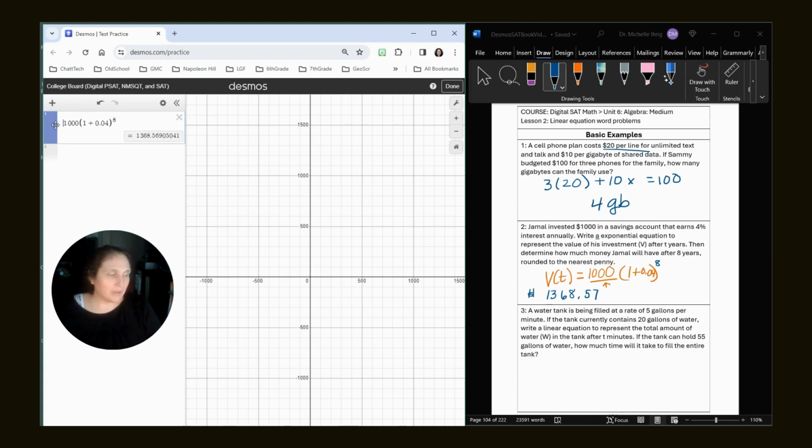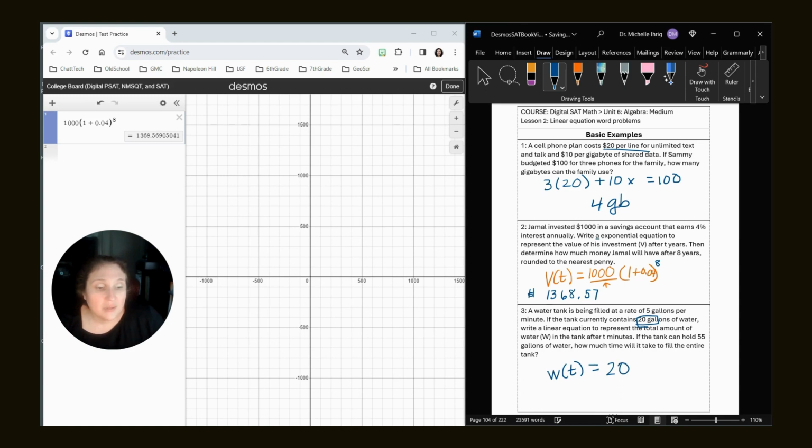All right, number 3. A water tank is being filled at a rate of 5 gallons per minute. So this is an example of add 5, add 5, add 5. If the tank currently contains 20 gallons of water, write a linear equation to represent the total amount of water in the tank after t minutes. So that's just their fancy way of saying, write W of t. It currently contains 20, so 20 is the starting point.